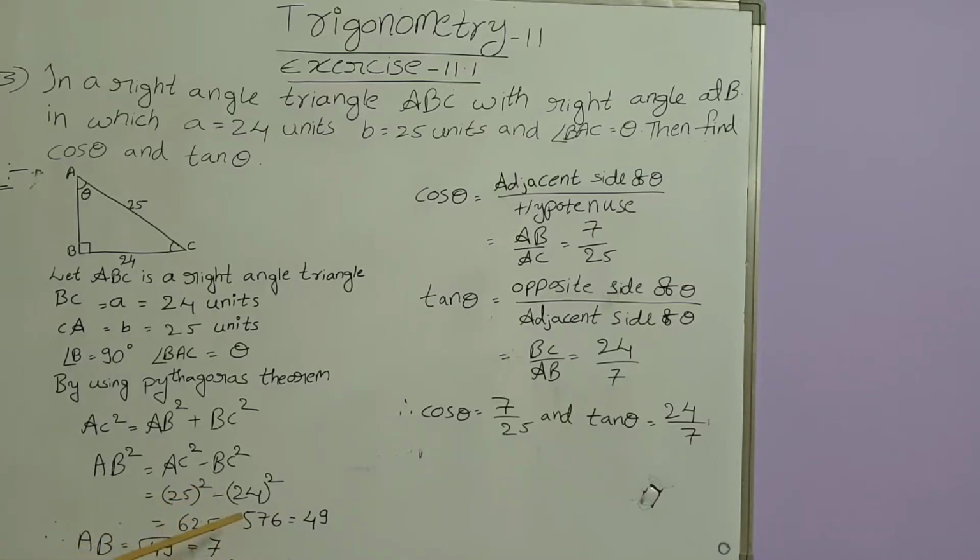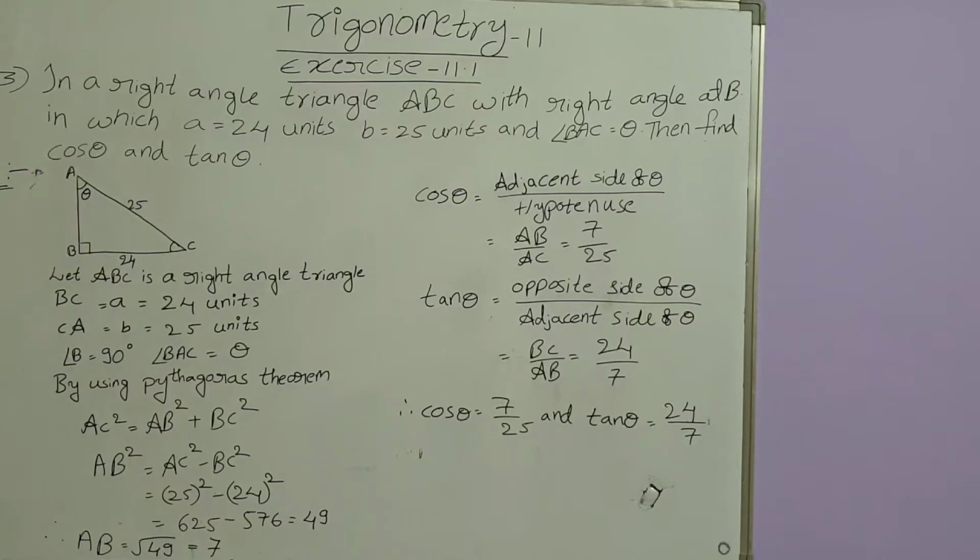625 minus 576 is equal to 49. This is AB square value. Now AB is equal to, this square comes to this side, you get root of 49 is equal to 7. AB value is 7 units. Next, now we find cos theta.